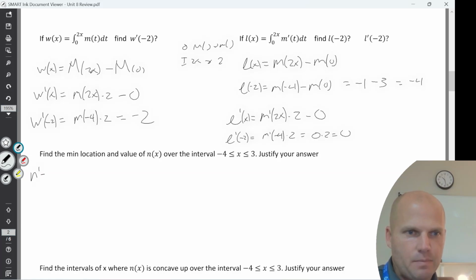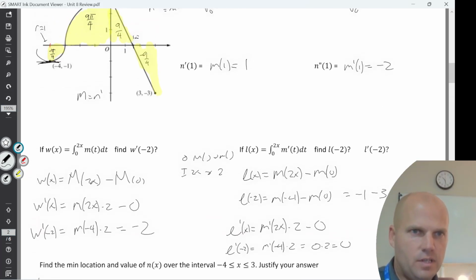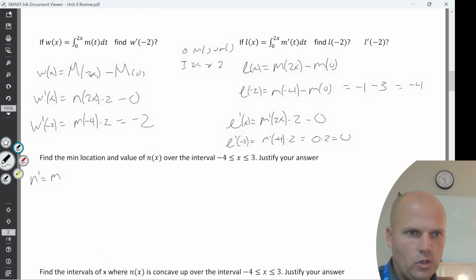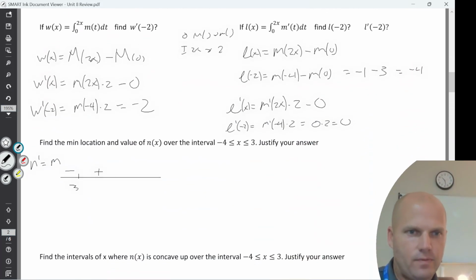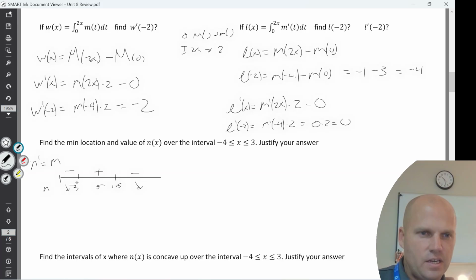All right, so I'm going to look at n prime. N prime equals m. That's the graph of n prime, which is m. We're going to look at its signs. It's negative until -3. It's positive until 1.5. And then it's negative. Okay, so I know that n decreases, then increases, then decreases. So -3 or the endpoint 3 are my potential mins. So that's nice. I don't have to check all the endpoints.